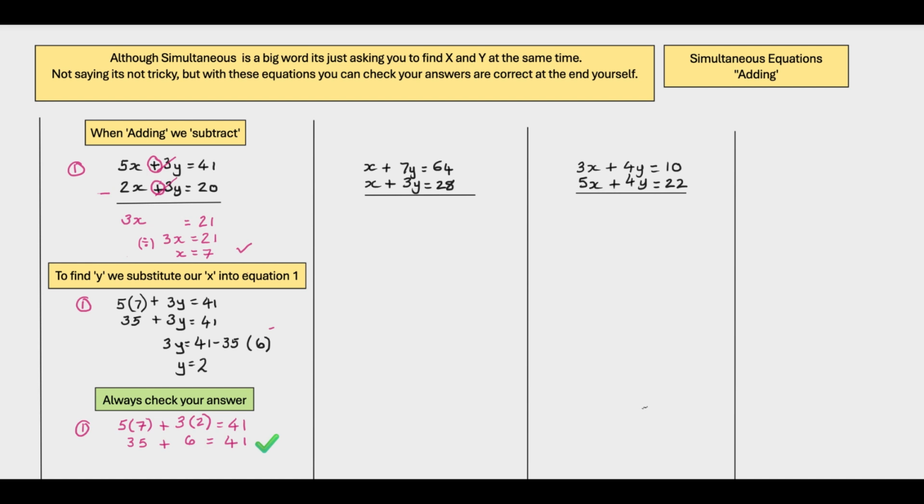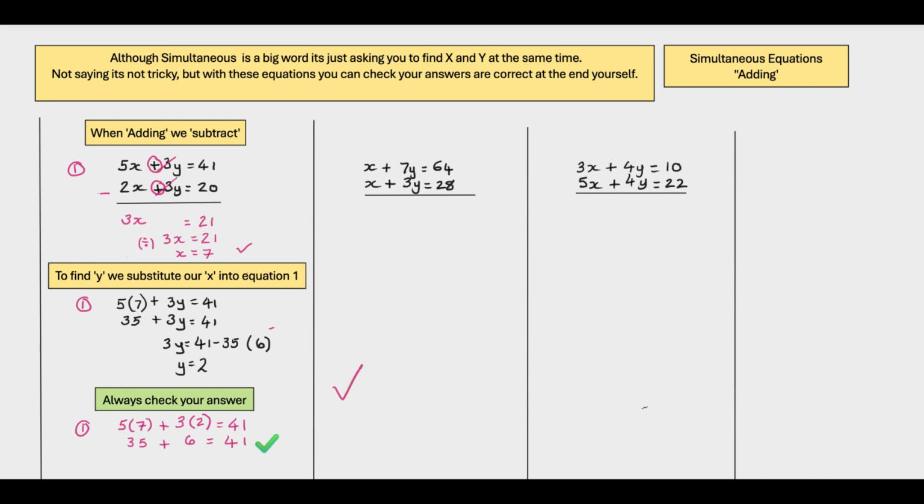Now to get the y on its own, we've got to move that 35 over the equal sign. And if you remember, when there's an equal sign and we're moving a number over, we change the sign, the symbol. So it's a minus 35. So it's going to be 41 subtract 35 equals 6. 6 divided by 3 equals 2. So we have now found our y. Our y equals 2. That's it. In theory, that's it.